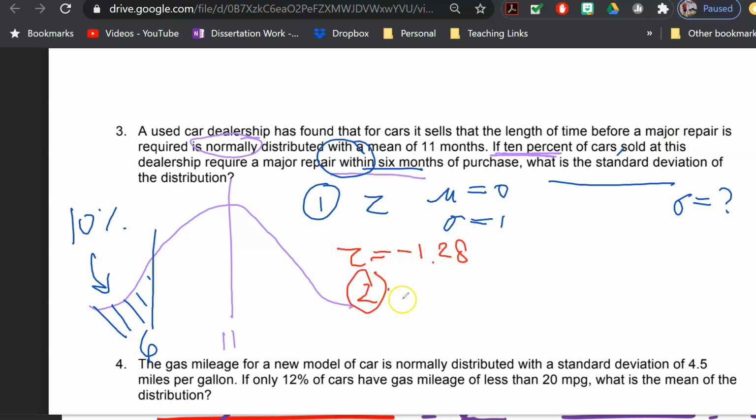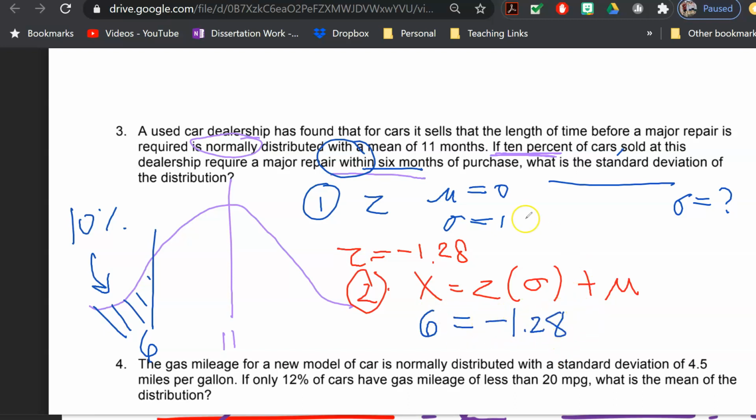Step 2 is to use x is equal to z times our sigma plus mu. We get our cutoffs, that's 6, by figuring out how many standard deviations we were above or below the mean. So we know, let me go ahead and use a different color for plugging in. We know our cutoff was 6, that was the observation. Our z-score we just found was negative 1.28. We don't have sigma, but we do have the mean of 11.